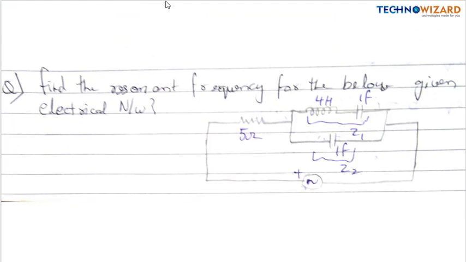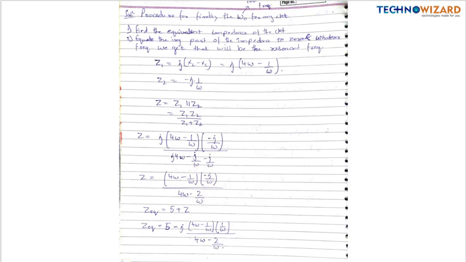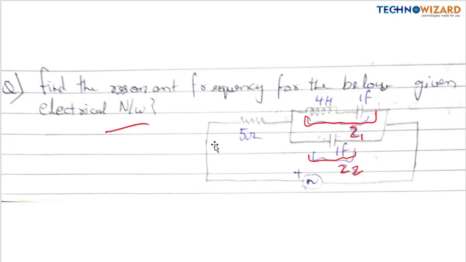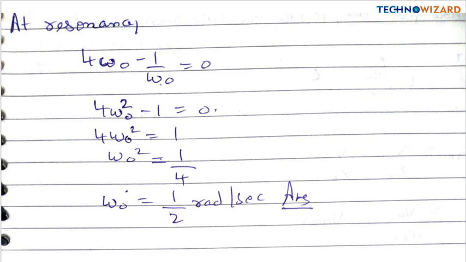Last question based upon this is, find the resonant frequency for the below given electrical network. So this is the electrical network. I am taking this as impedance 1 and this as impedance 2. Okay, so let's see how we will do this question. Now the procedure for finding omega naught here is to find the equivalent impedance. So Z1 is equal to XL minus XC.